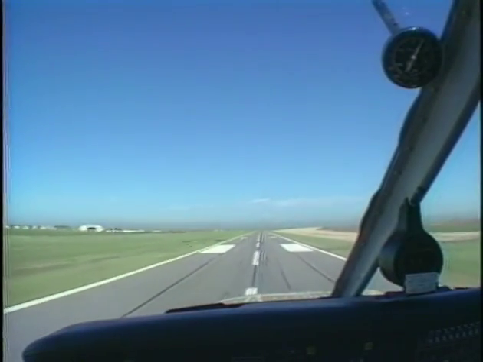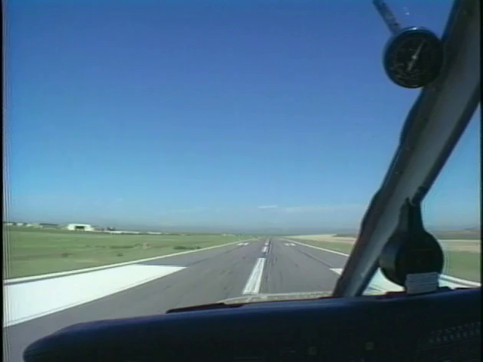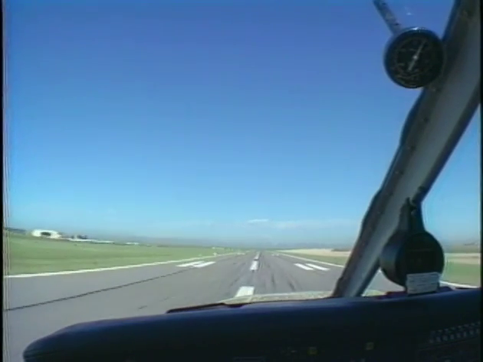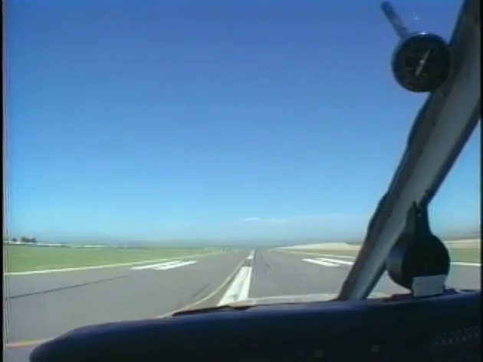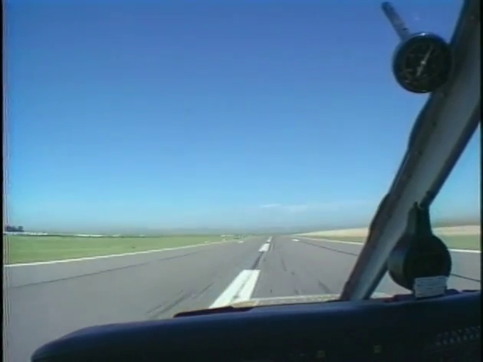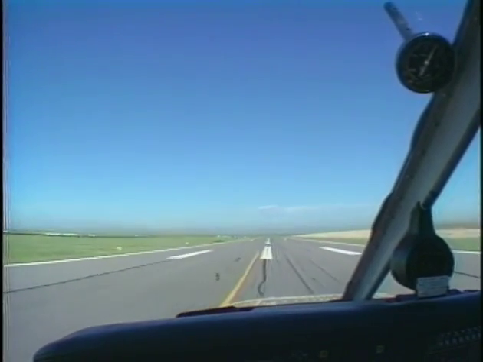Remember that as you decrease power on the good engine during the flare, the yawing tendency you've been correcting for will decrease. So be positive with your control inputs to keep the airplane straight down the runway on the rollout.